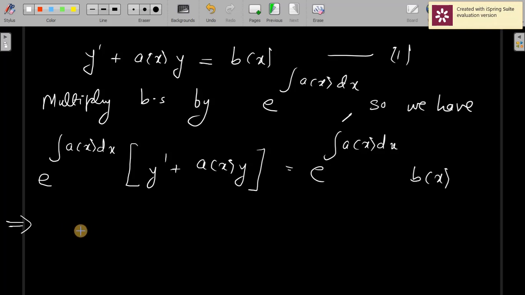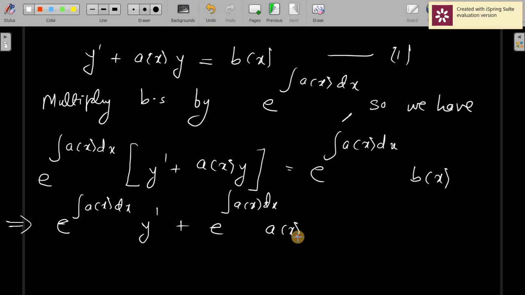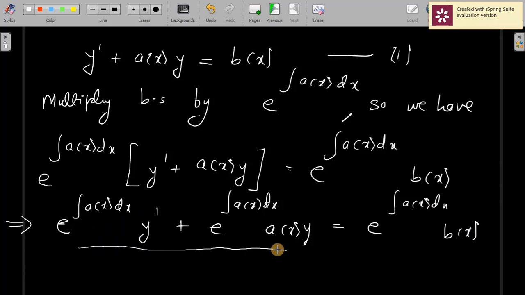Now when you open the bracket, just look at the left hand side. e raised to integral a of x dx into y prime, that is dy by dx, plus e raised to integral a of x dx into a of x into y, is equal to e raised to integral a of x dx into b of x. Now just look at the term on the left hand side. If you observe this minutely, you can see that this can be written as the derivative of a certain function, and that derivative is d by dx, the total derivative of the function e raised to integral a of x dx into y. Because if you see the first term, if I apply the product rule over here, I'll keep this as it is.